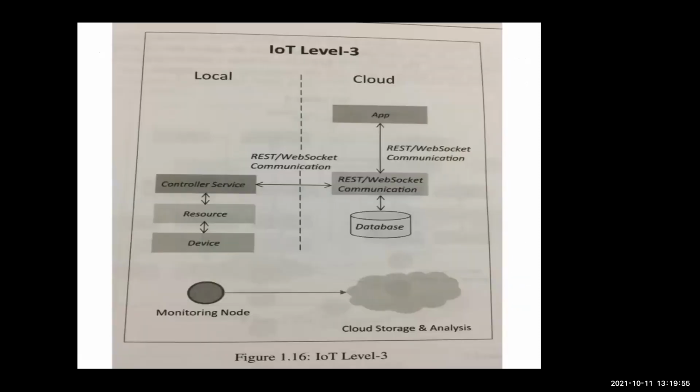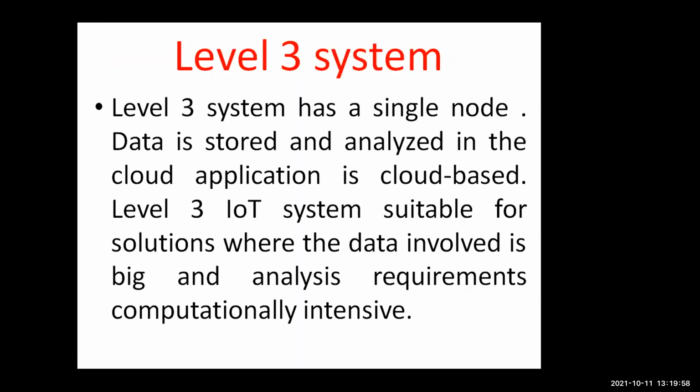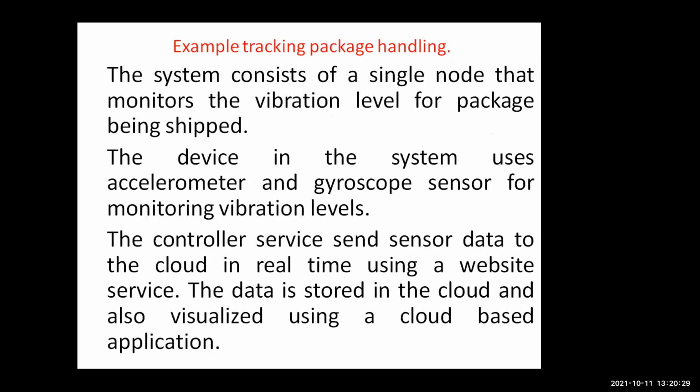Level 3 is a little more complex compared to level 2. Level 3 has a single node, and data is stored and analyzed in the cloud. Previously, in level 2, data was analyzed locally, but in level 3 both analyzing and storing the data happen in the cloud. It is suitable where the data involved is big and the analysis requirement is computationally intensive. If you have more data, then we go with this.